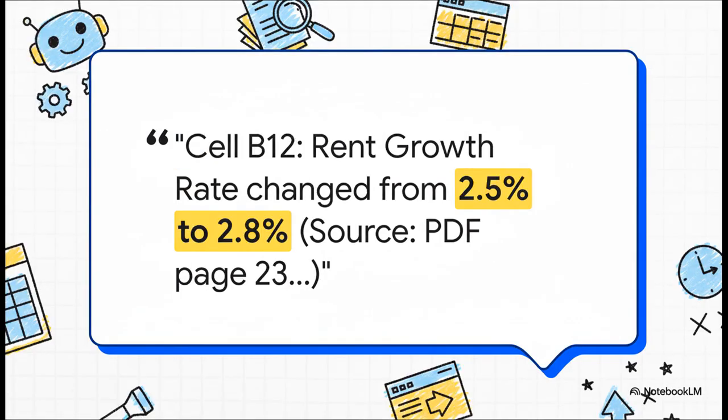And this just brilliantly shows you the output from that changelog request. What you get is a perfect audit trail. It tells you exactly which cell changed, what the old value was, what the new value is, and, this is the absolute key, the precise source citation right from the PDF. This is just invaluable for checking your work and for collaborating with your team.